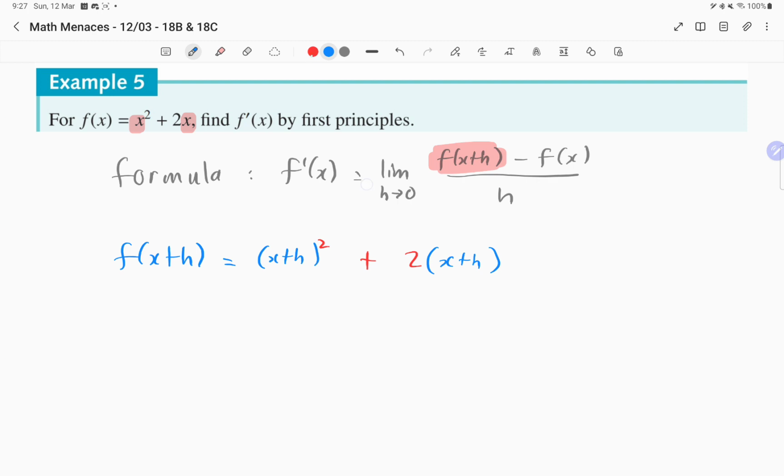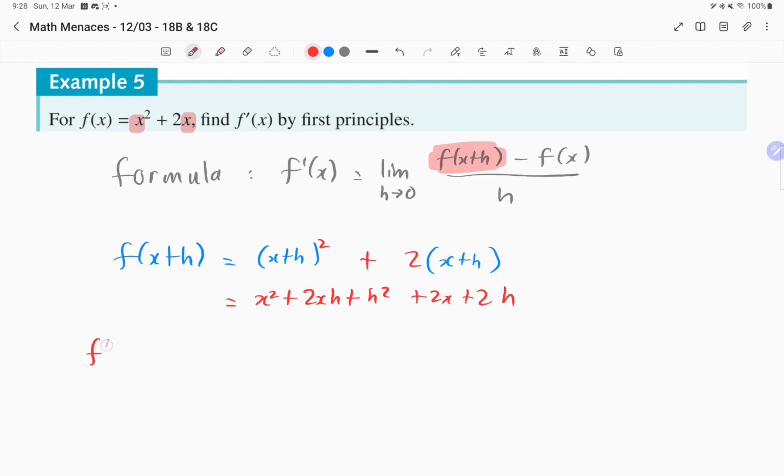And then you can expand that. You should expand and work it out fully first, because you don't want to expand it in the formula. So expand that: x squared plus 2xh plus h squared plus 2x plus 2h. See if you can simplify anything. We can't really simplify anything, so we'll leave it as it is. This is your f of x plus h.